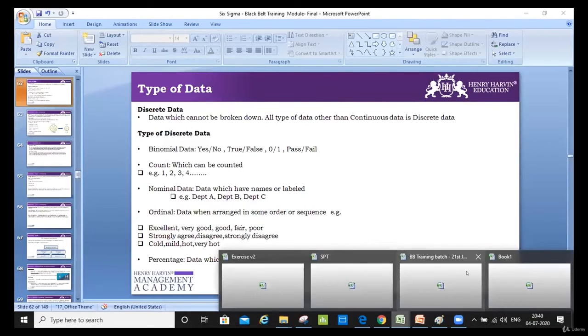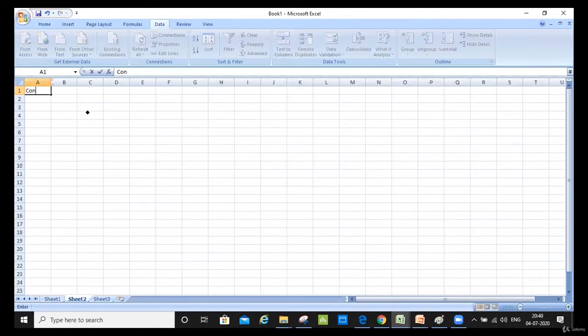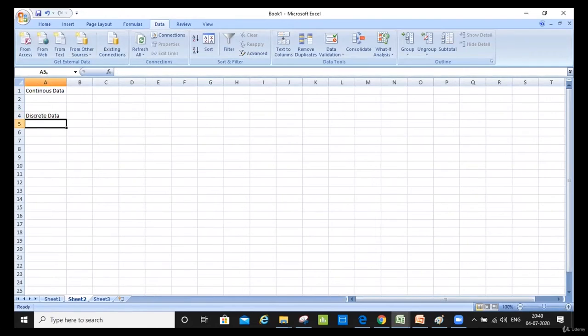But in the same example, if we are calculating the TAT as a percentage of how many times we have met the TAT of say 15 minutes, that would go into discrete. Am I correct? Say the same TAT: I have 20 minutes, I have 15 minutes. If I decide to take as a metric how many times I have met the TAT in a percentage, then we would consider that as discrete data.